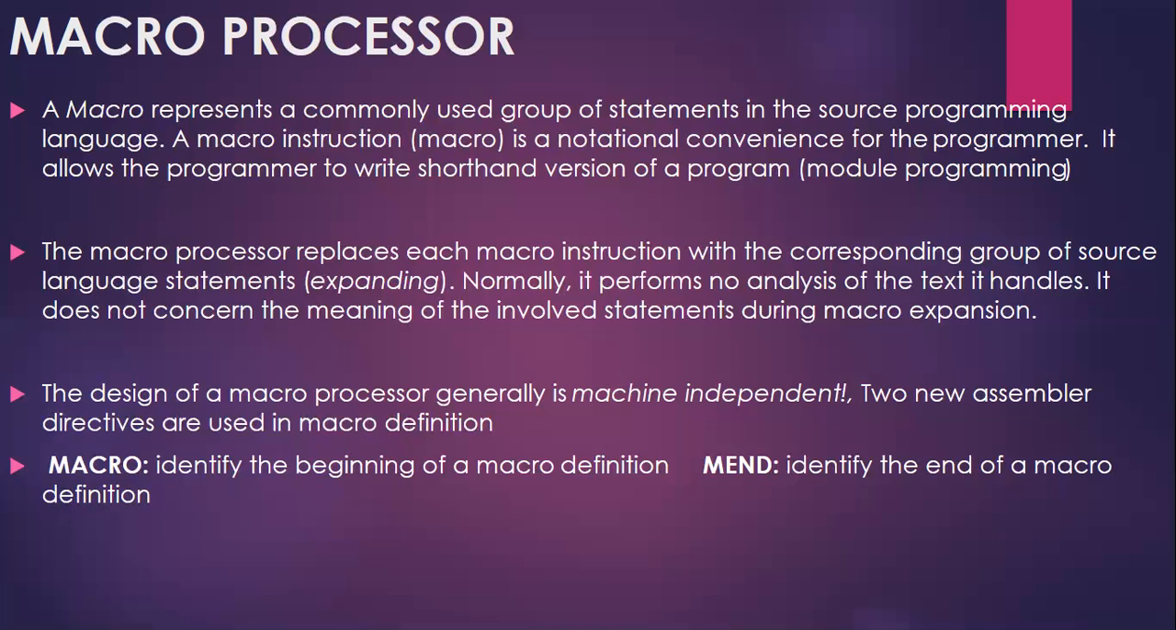We'll discuss that. So a macro represents a commonly used group of statements in the source programming language. This macro is a group of program statements which is defined in our program itself, but it will be called whenever we expect. When we see the example, we can easily understand. The macro instruction or macro is a notational convenience for a programmer. It allows the programmer to write a shorthand version of the program.